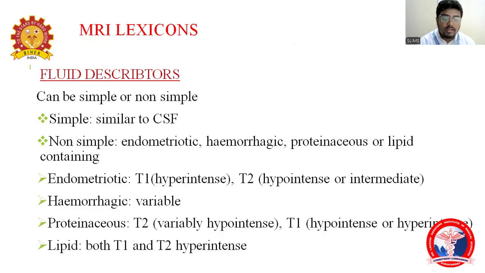And in case of proteinaceous, invariably T2 will be hypo and T1 will be either hypointense or hyperintense based on the percentage of protein and fluid content. And lipid, as we all know, will be both T1 and T2 hyperintense.